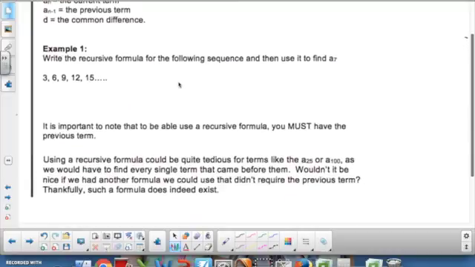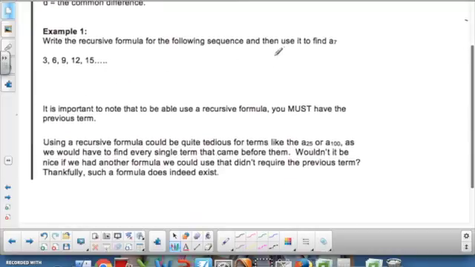They want us to write a recursive formula for this sequence and then use it to find a sub 7. So the first thing I need to identify is my common difference. To go from 3 to 6, I'm adding 3. Just to make sure that this is arithmetic, I'm going to make sure that I'm adding 3 each time, and I am. So the recursive formula then is a sub n equals a sub n minus 1 plus, and we just found that that common difference is 3. That's all you've got to do to write the recursive formula.